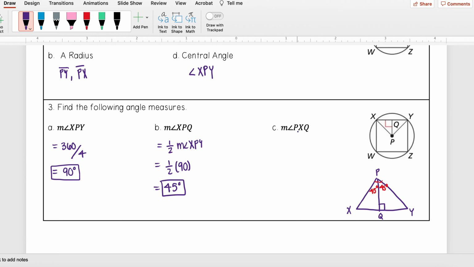And now I want to find the measure of angle PXQ. I want to know what this angle is right here. Again, I have a right triangle, and by the triangle sum theorem, all the angles of a triangle add up to 180. So this is equal to 180 minus my right angle, 90, minus the angle XPQ, which is 45. And so I get that this angle is also equal to 45 degrees.